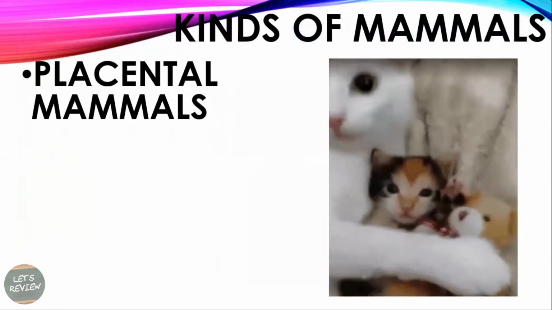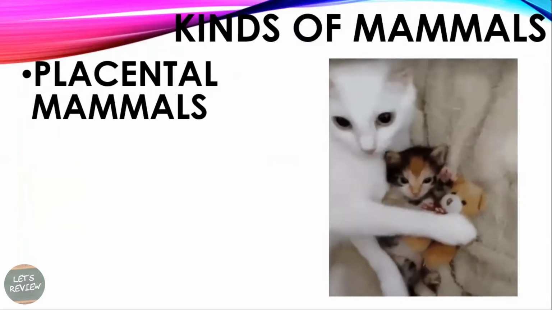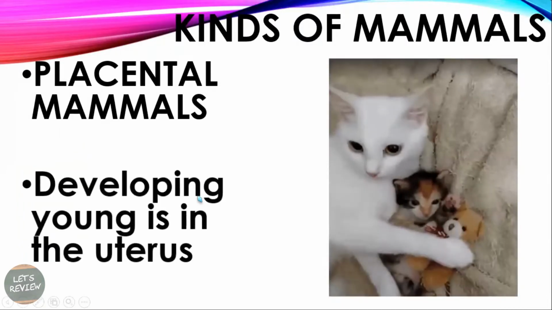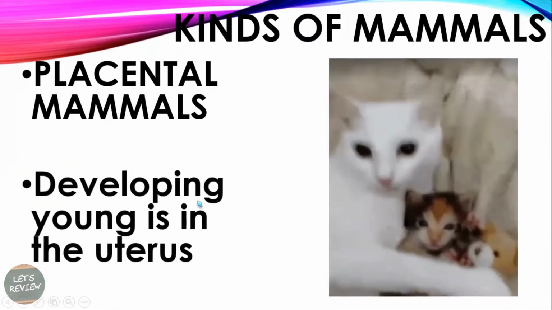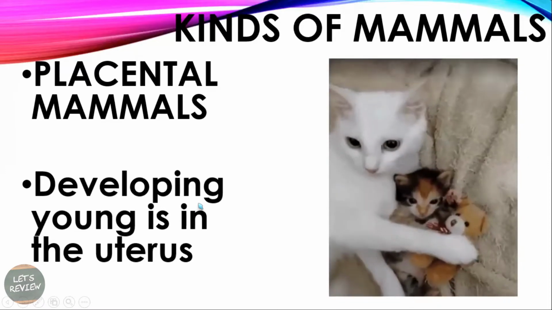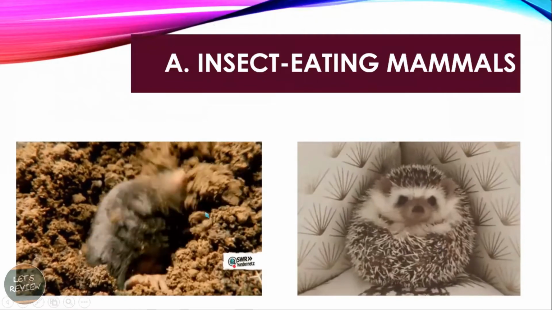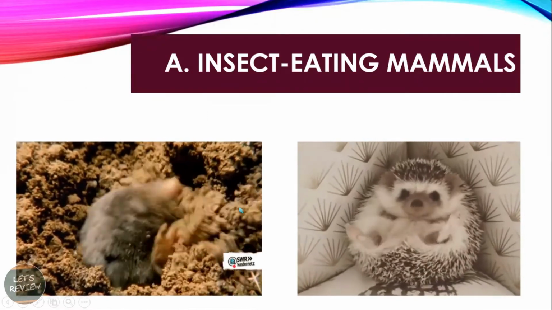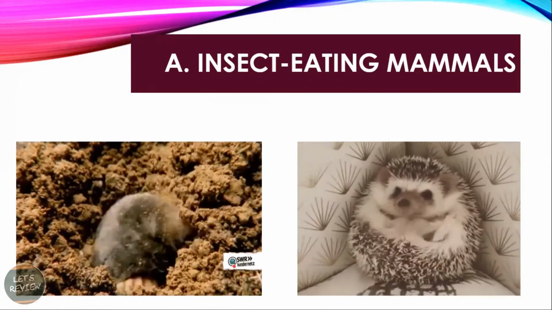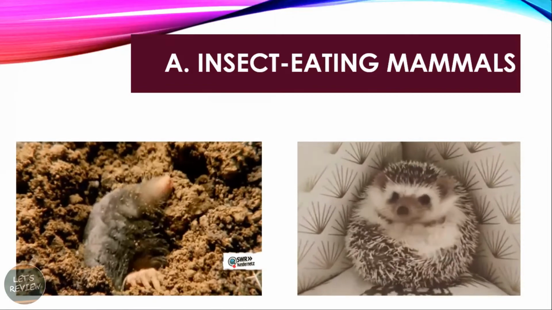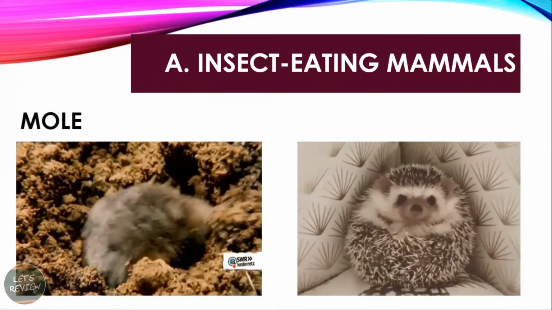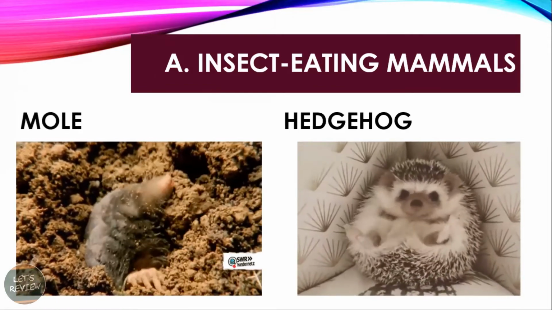Another kind of mammals are the placental mammals. They develop their young in their uterus, like this one. There are some placental mammals based on what they eat. They are insect-eating mammals, like the mole and hedgehog.